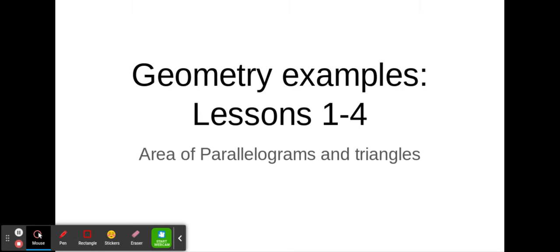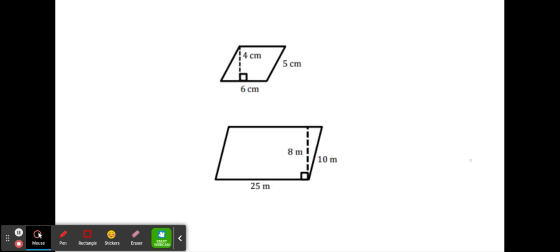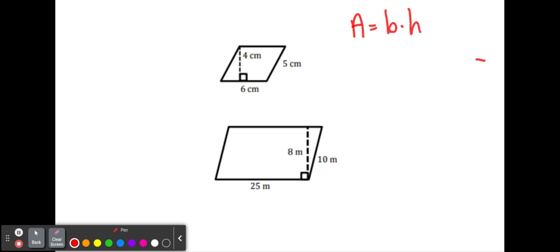In this lesson, the first lesson of geometry, we're going to learn about the area of parallelograms and triangles. So the first two examples are both parallelograms, and the formula that we use for a parallelogram is area equals base times height. In the past, we've used length times width for squares and rectangles, but we use base times height because when you see this parallelogram, there's three numbers.